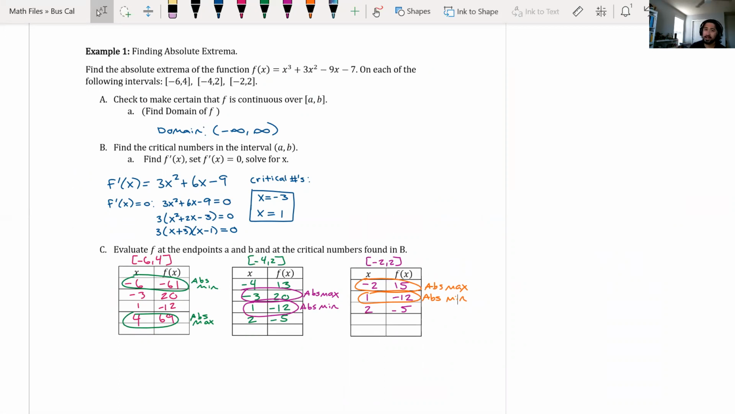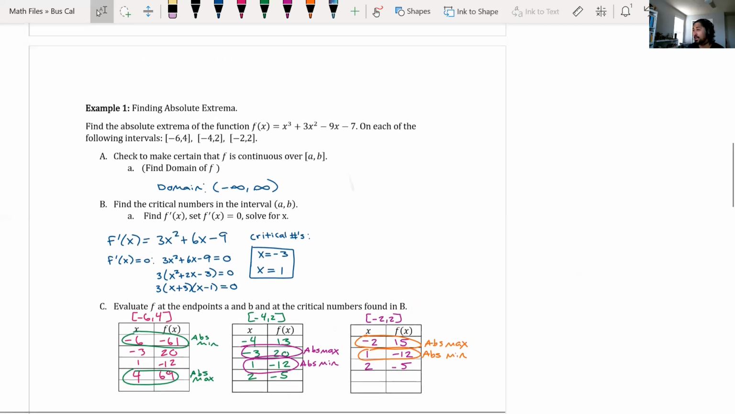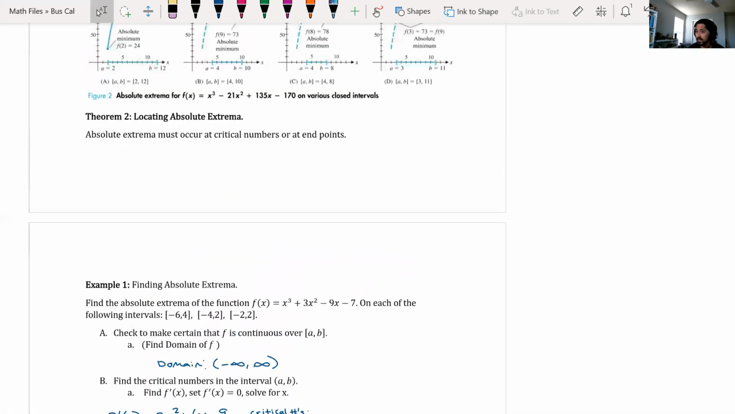So again, find the derivative, set equal to 0, get your critical points, see if your critical points fit in the intervals, and then plug them into the original function. And remember, the only reason we use endpoints and critical numbers, no other numbers, is because of that lovely theorem on the last page. It said absolute extrema must occur at critical numbers or endpoints. So that's all we use, endpoints and critical numbers.